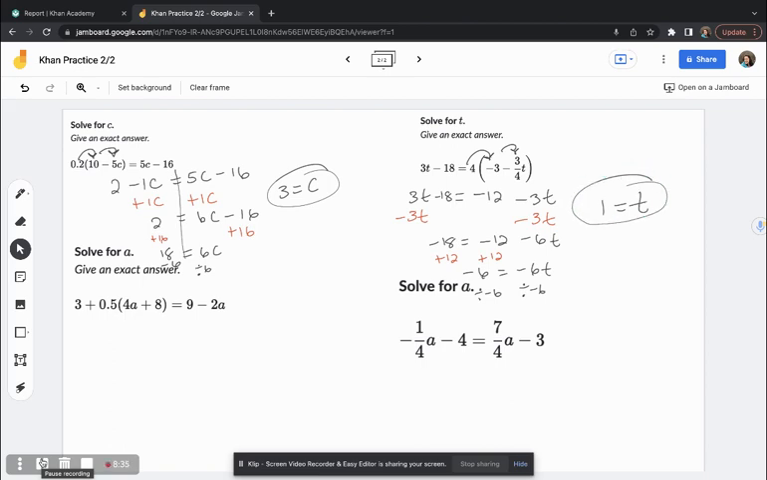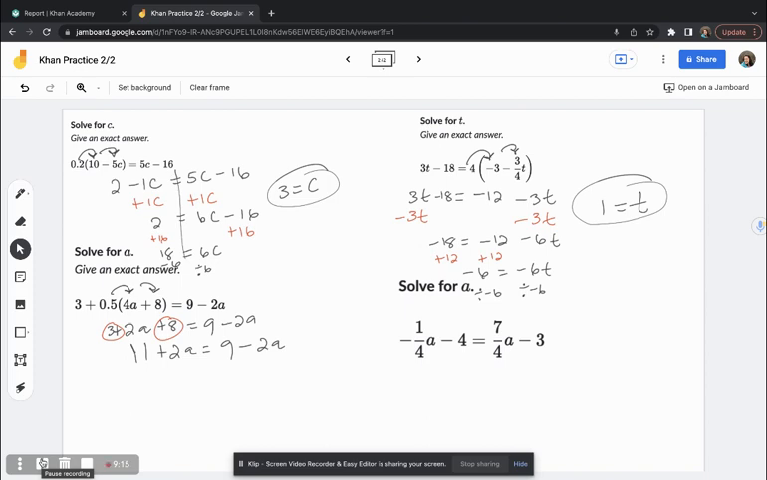All right, next one, same thing. So a half times 4 is going to give us 2. And a half times 8 is going to give us 8. Don't forget to drop down that 3 in the front. And then I can combine like terms on the left, so I can put together positive 8 and positive 3, which is going to give us 11. So 11 plus 2a equals 9 minus 2a.